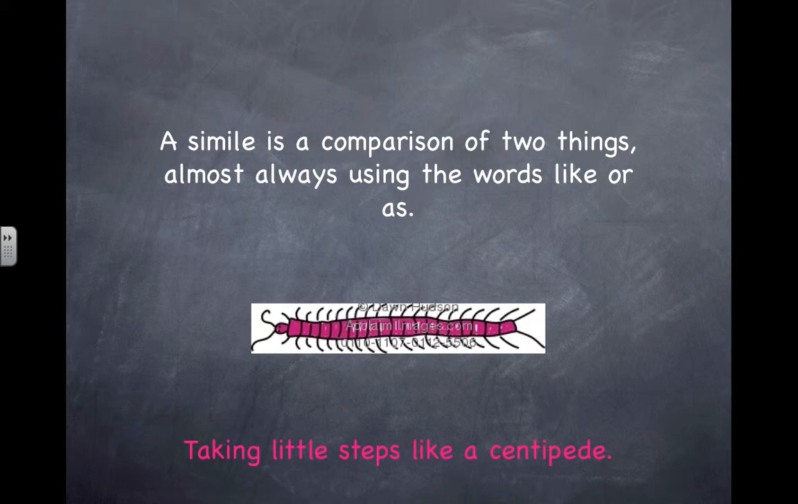Next, a simile is a comparison of two things, almost always using the words like or as. Taking steps like a centipede is an example of a simile, because when we take steps, we aren't actually centipedes, but this sentence compares us taking little steps to being a centipede because they have little legs. So this can make us think of when we were children and we took steps and they were little steps.